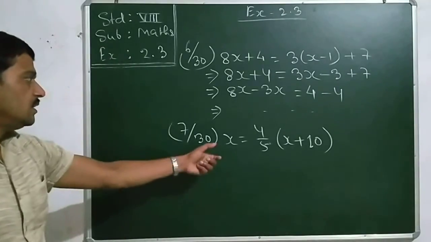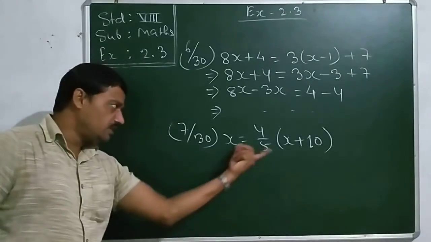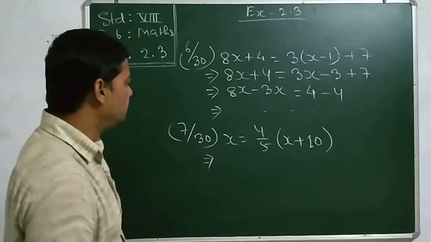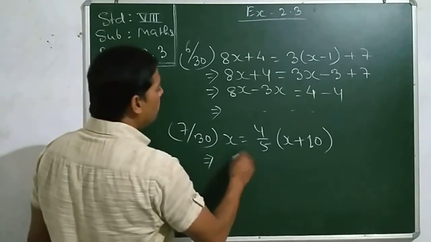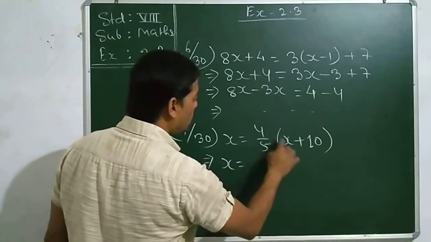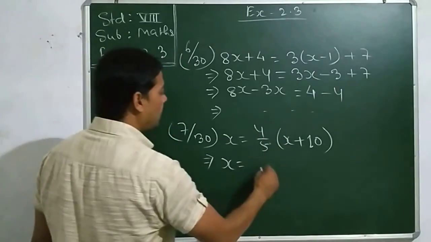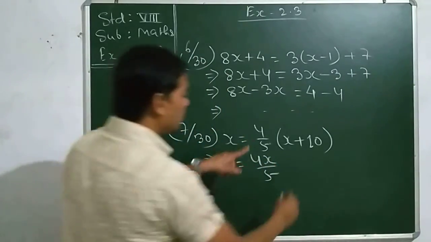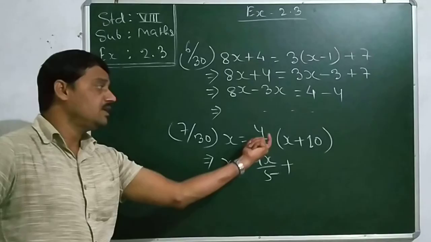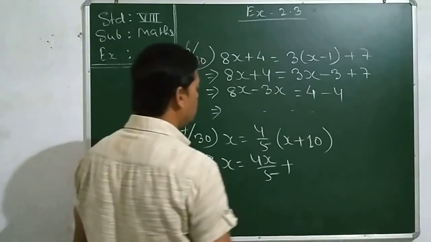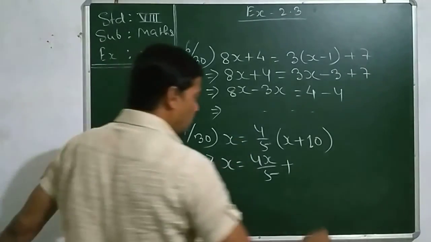See here, once again we have variables on both sides of the equality. X is equal to this x, while multiplied by 4 by 5 it will turn to 4x by 5, and once again this plus 10, while multiplied by 4 by 5, it will turn to 10 times 4 is 40 by 5.